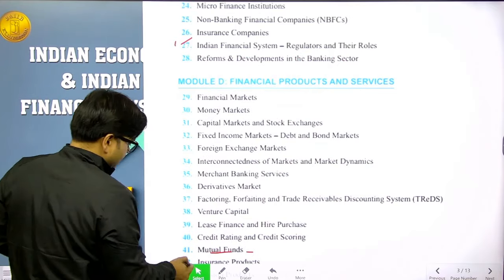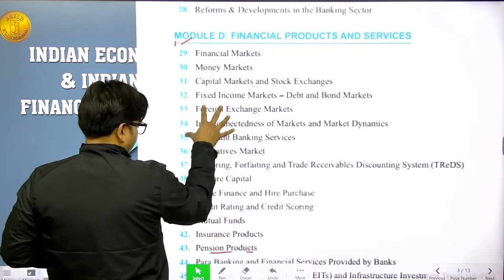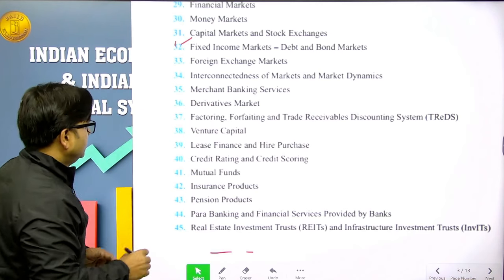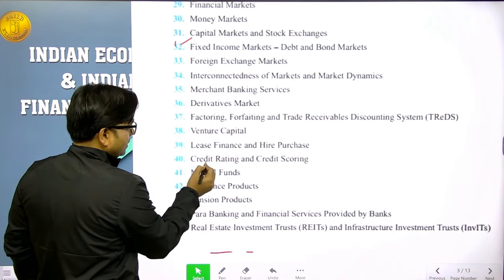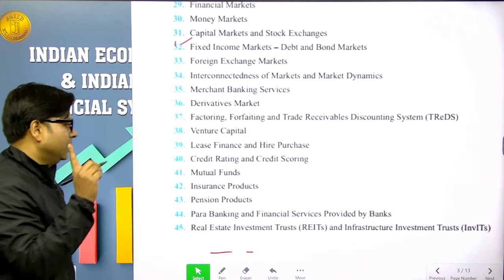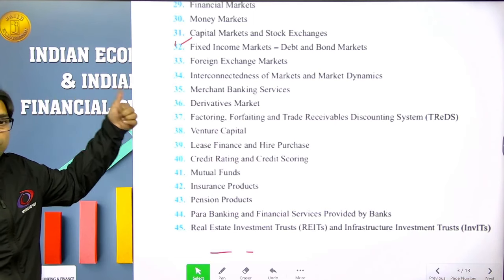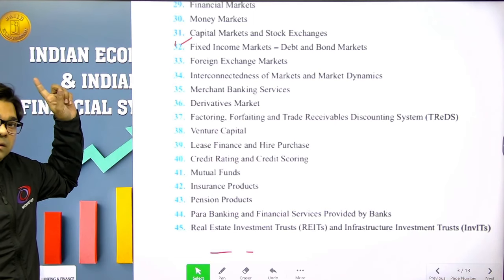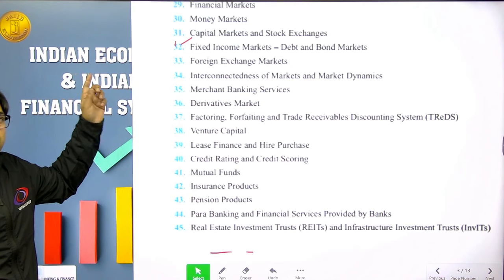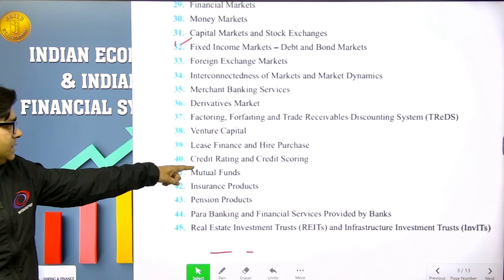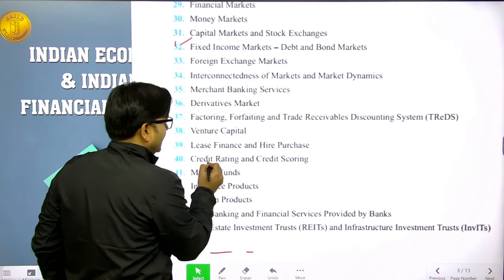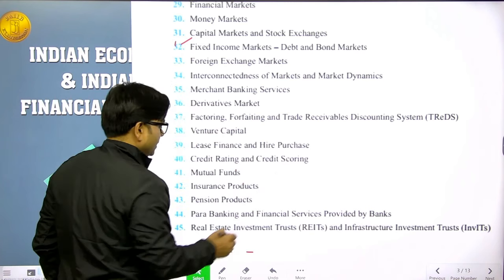What else? Lease financing, credit rating and credit scoring. This is one of the chapters of what? Retail banking. If you remember from the CAIIB book, one of the chapters is credit rating and credit scoring.